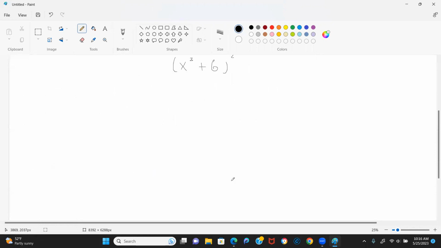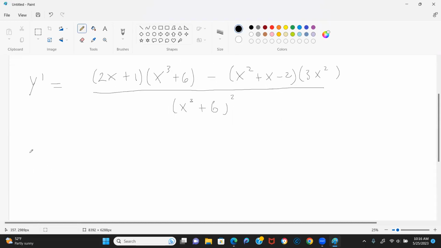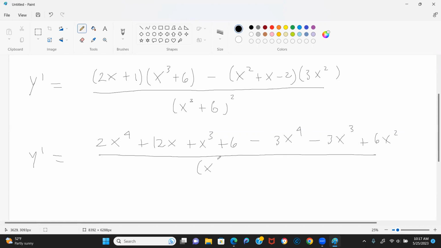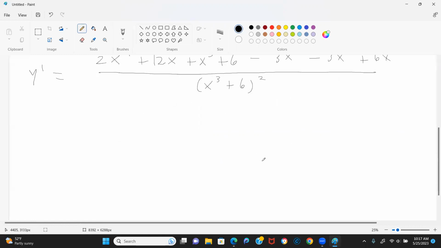And then I guess if you FOIL this out, simplify, you get, so what do you get? You get 2x to the fourth plus 12x plus x cubed plus 6 minus 3x to the fourth minus 3x to the third plus 6x squared, divided by x cubed plus 6 squared. And then let's see now.